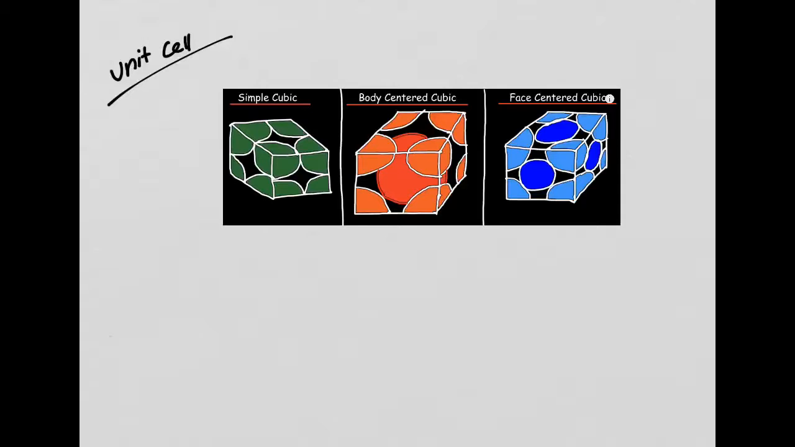There are 3 types. We have simple cubic, body-centered cubic, and face-centered cubic. They do have an abbreviation, and I want to mention it right now. The body-centered cubic they call BCC, and the face-centered cubic they call FCC. I want to give you an overview of this, and then we're going to go over each one in detail. Each cube represents 1 unit cell. So far, so good?